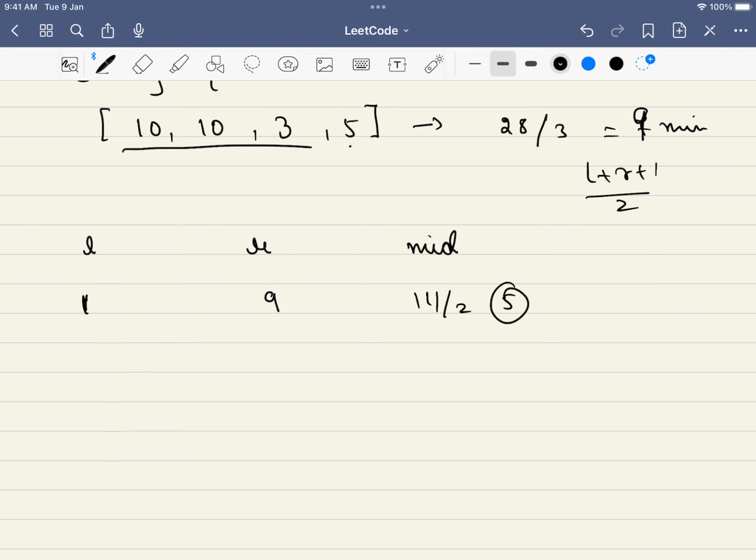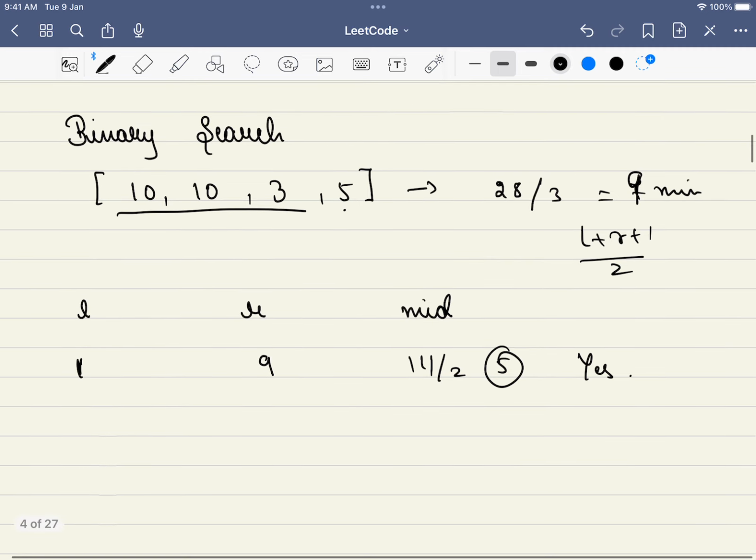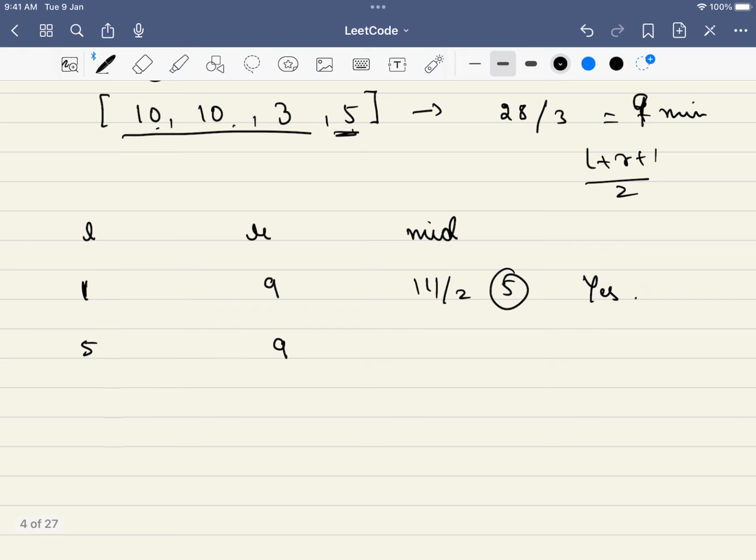We will see whether at 5 minutes we will be able to run or not. Yes, we will be able to run. I will come to this function, but at 5 we will be able to run, right? 10, 10, 5. It's an easy thing that we will be able to run. So our new left range will be 5 because we can definitely run for 5, and our R will still remain as 9.